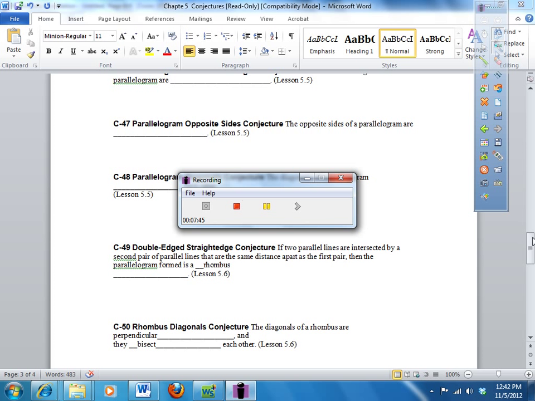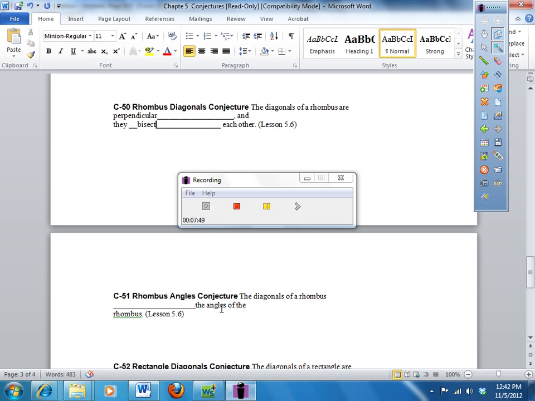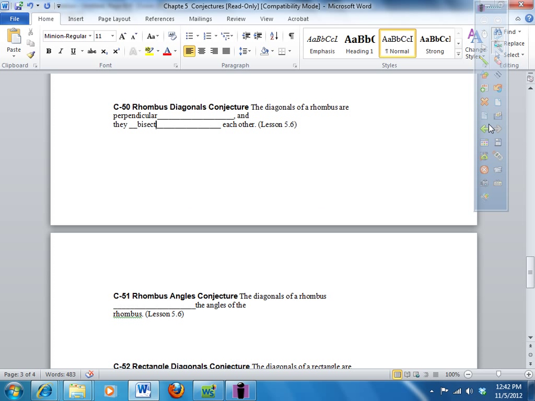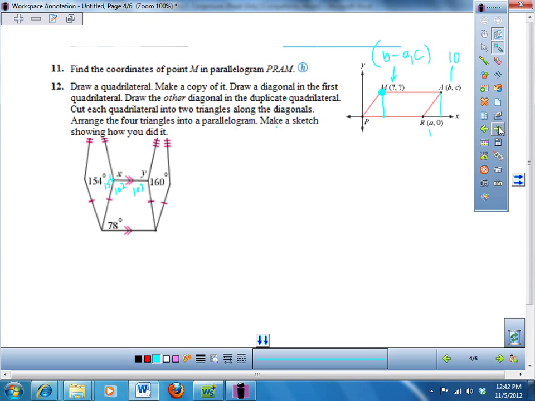So the next thing that we're going to talk about is C51. The rhombus angles conjecture says that the diagonals of a rhombus bisect the angles of the rhombus. What do you think that should say? Yes, that's what it should say: the diagonals of a rhombus bisect the angles. Where was my picture? Going back.